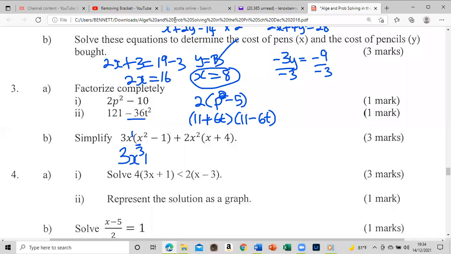I'm going to show you something. You're going to see the answer. All right, let's talk about that. That's a minus, right? 3x times that, I'm going to give it 3x. 2x times this, I'm going to give it 2x cubed, right? And 2 fours are 8, so we get 8x squared.